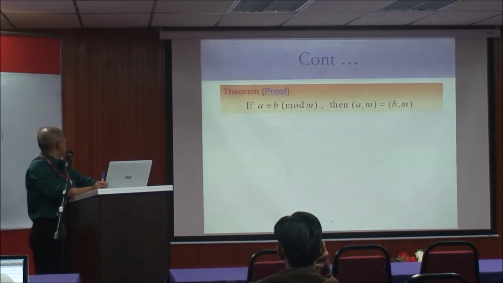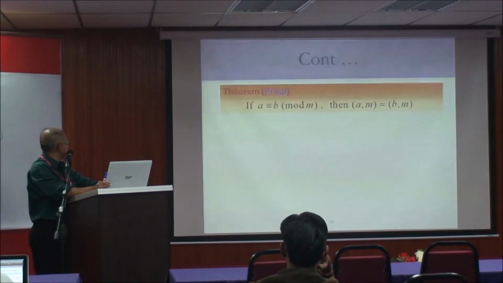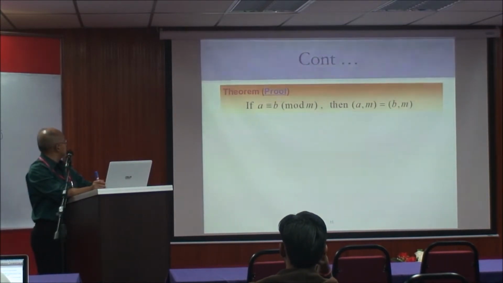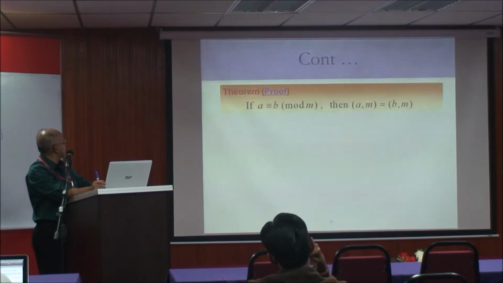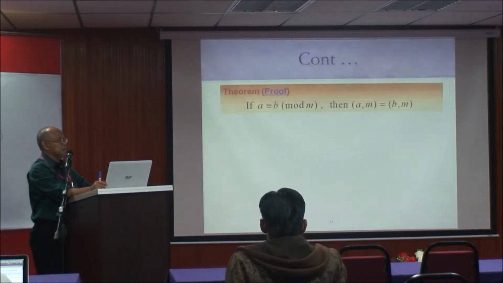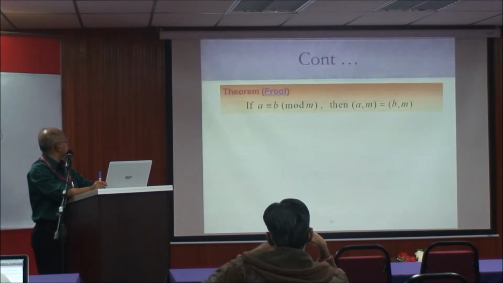Okay, so some properties of theorem concerning congruences. Given any 2 integers a and b modulo integer m, we can show that the GCD of a and m is equal to the GCD of b and m. Basically what it says is that if the 2 integers are in the same congruence class, then the GCD of a and m, and any integer in the same class with m, will always be equal, right?